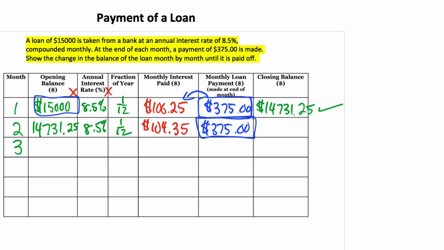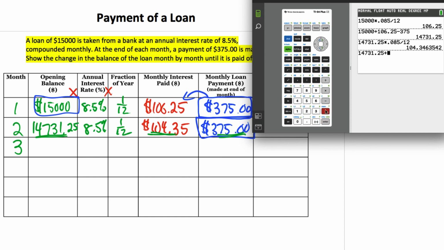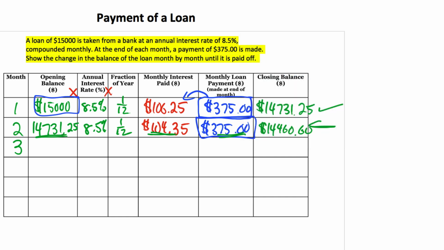Then we're going to do our payment at the end of the month. And then to get our closing balance, remember it's the opening balance plus the interest charged, subtract our payment. So opening balance plus interest, subtract monthly payment, closing balance is that. And let's just do one more line before looking at this via a spreadsheet.